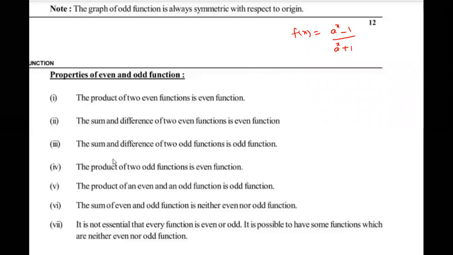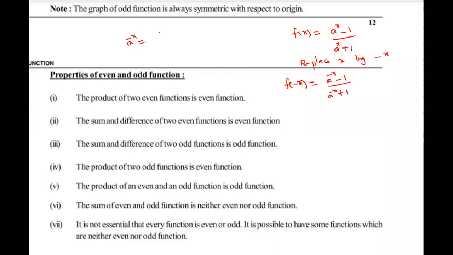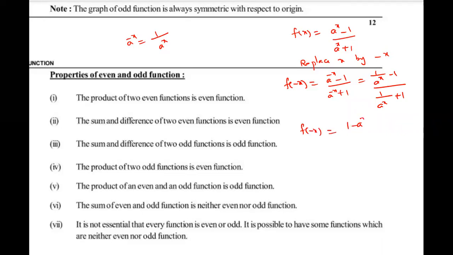Yeah, first immediately Abhiram responding. Very good. What is the first step? Yes. Replace x by minus x on both sides. f of minus x is how much? Dear students, I think all of you know a power minus x means 1 by a power x. What would you have? (1 by a power x minus 1) by (1 by a power x plus 1). Take the LCM. So (1 minus a power x) by (1 plus a power x) is coming.